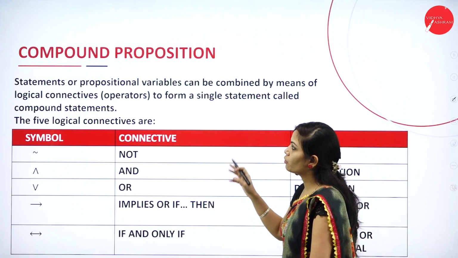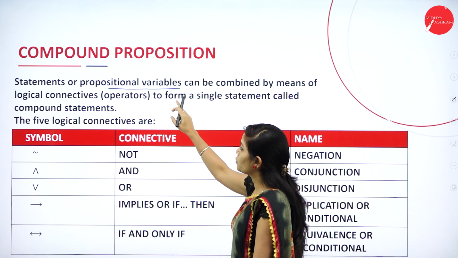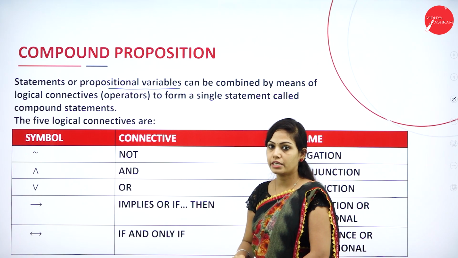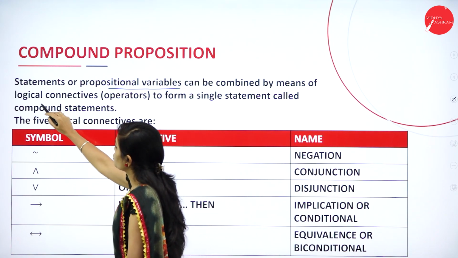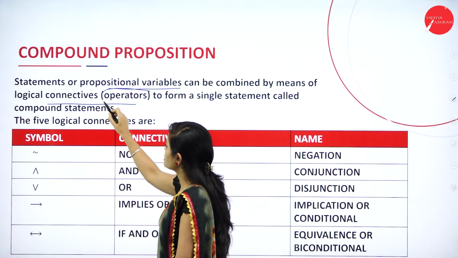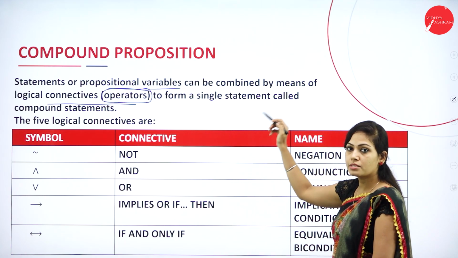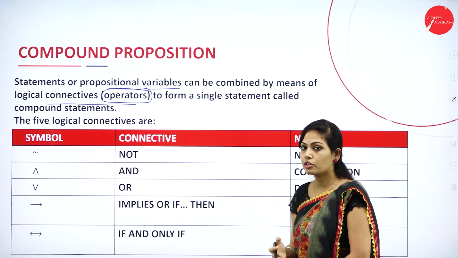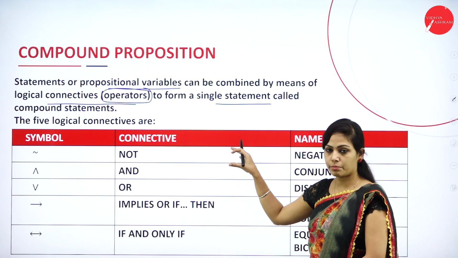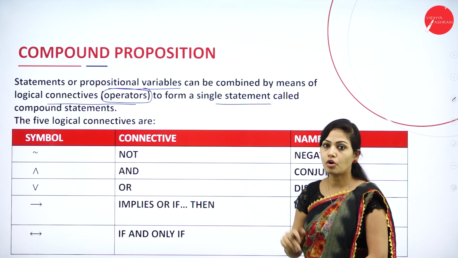And the next one we have compound proposition. So what is this compound proposition? Statements or propositional variables can be combined by means of logical connectives. So what is this logical connectives? If a statement contains a logical connective, meaning operators, so statements can be combined by means of logical connectives, then we can call it a compound proposition. So to form a single statement, two statements are combined with logical connectives, operators.